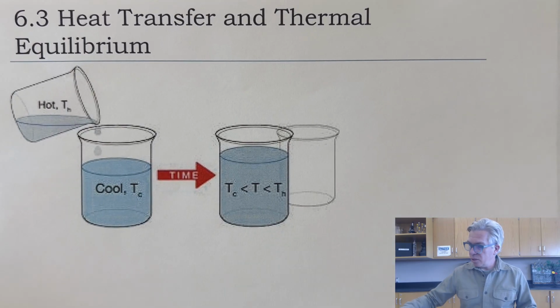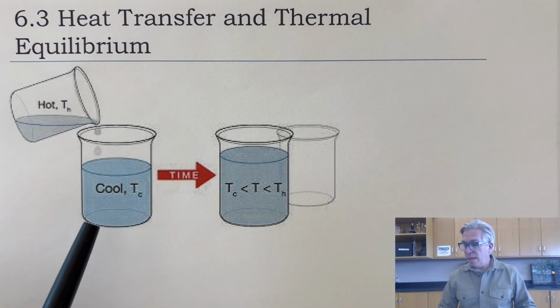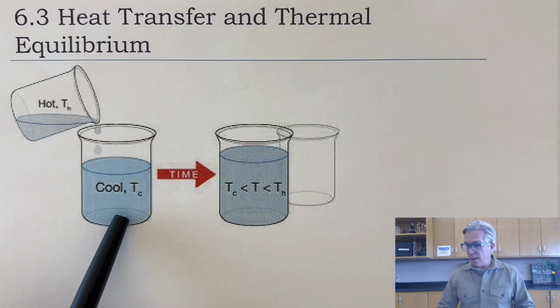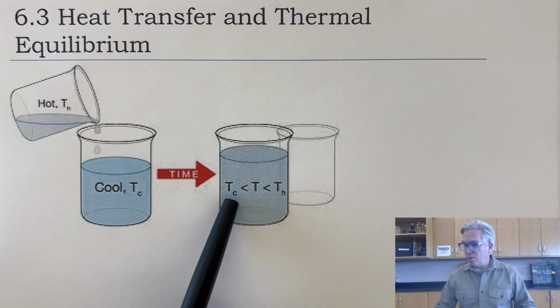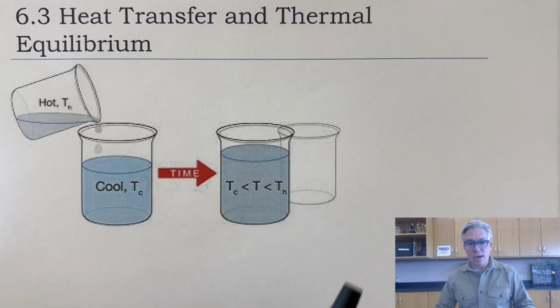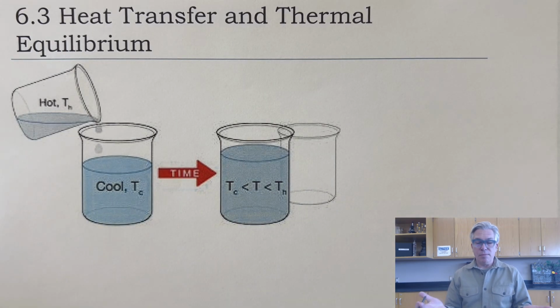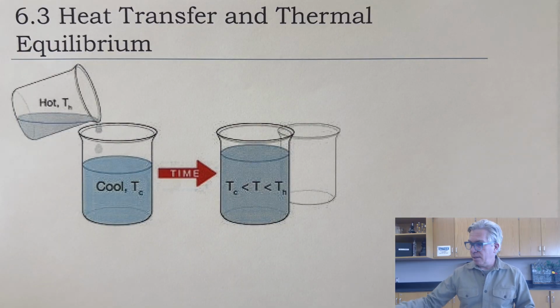Here is a picture of some hot water going into some cold water, and once the hot and the cold meet, the final temperature is going to be somewhere between the cold and the hot. They'll meet somewhere in the middle. It might not be exactly in the middle, depending on what temperatures and how much of each there are, but they'll meet somewhere in that middle.